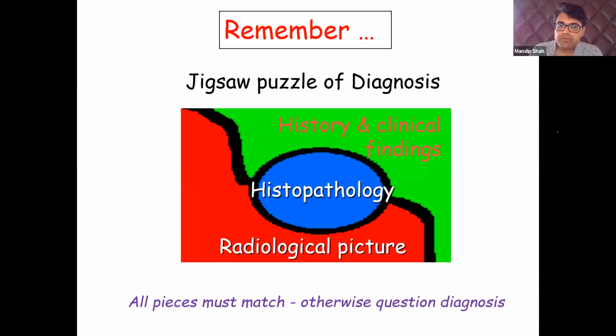All the pieces of the jigsaw puzzle are in their place, and now we are seeing a picture. So when all the pieces match, you see a nice picture. If the pieces don't match, you have to take a second opinion, or you have to do a repeat biopsy.